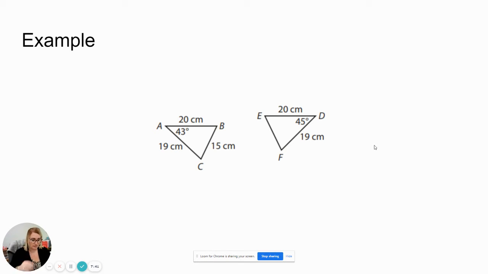All right, so let's look at this one. This one right here has us with an angle that we don't really know, right? So we have a 45 on one side and a 43 on the other, and there's not enough information to figure out other angles, but we don't really need to. All we need is that, yes, 20 and 19 are the same, but 43 and 45 are not the same, so therefore these are not congruent.